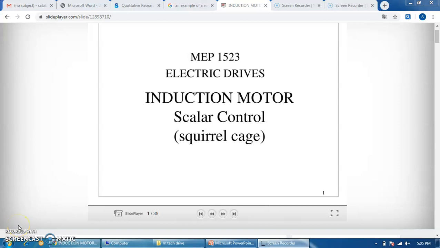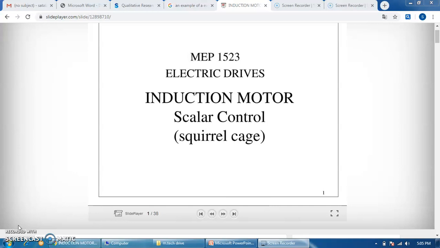Today our topic of discussion in electric drives is induction motor scalar control. This procedure is only applicable for squirrel cage type induction motors. Already, last week I discussed with you the modeling of the induction motor.